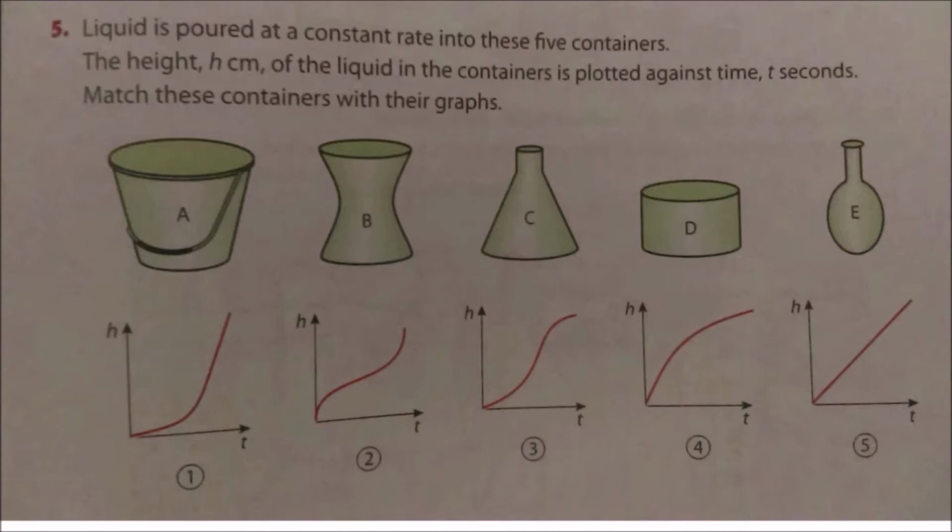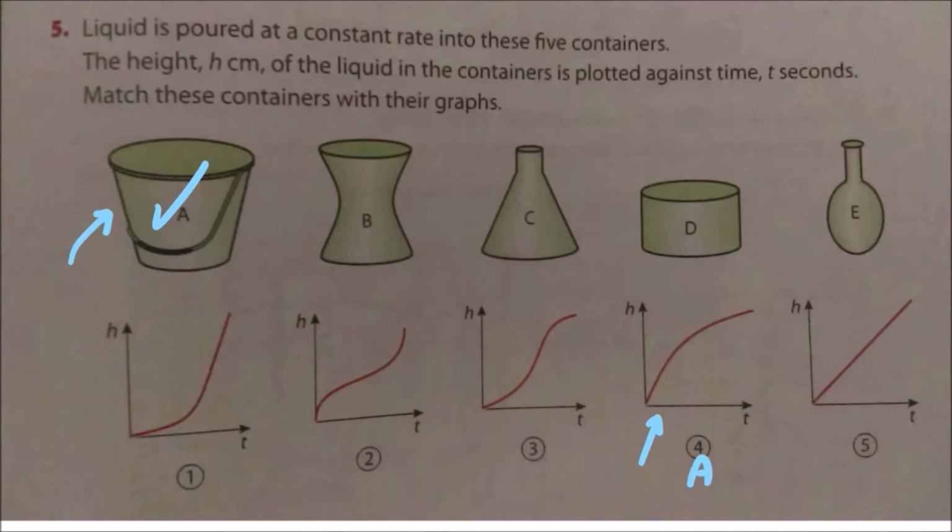Okay, so if we look at, let's say this one, well, that should fill fast and then start filling slower. So if it fills fast, well, then it should be steep and then not so steep. So if we look for one that's steep and then not so steep, this one looks pretty steep here and then not so steep at the end. So that'll be A.